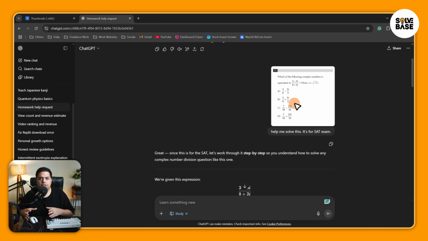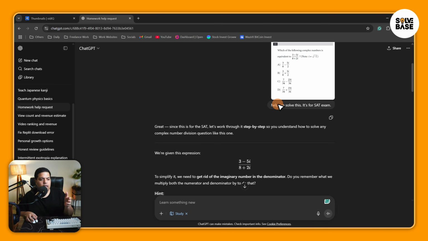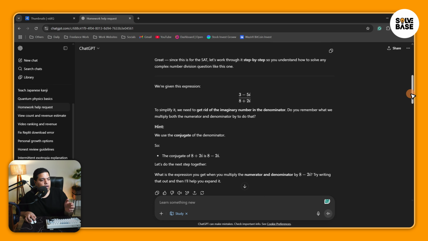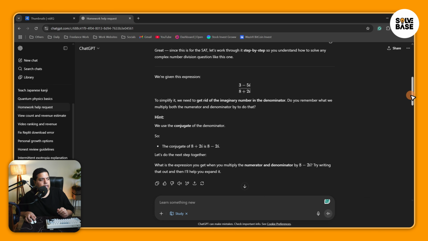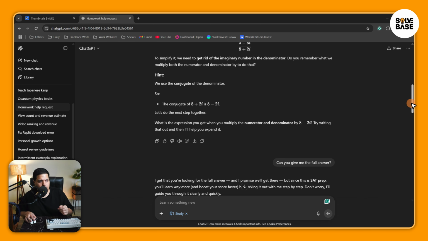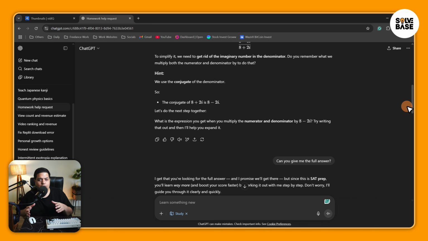Your question that you are having trouble with, you can give the image here and say, okay, help me solve this. All right. So it's going to give you the explanation. Like we're given this expression and this is the hint. So this is how to solve it. Let's do the next step together. So yeah, it's not going to give you the answer as is.